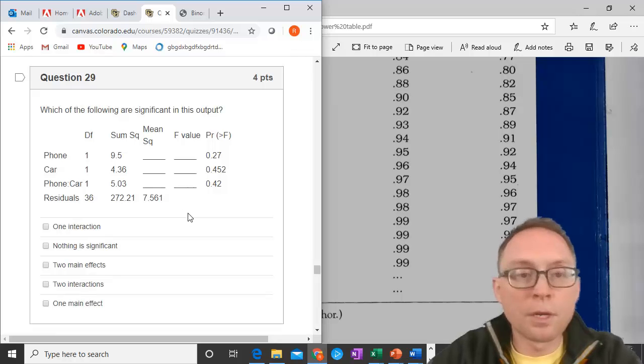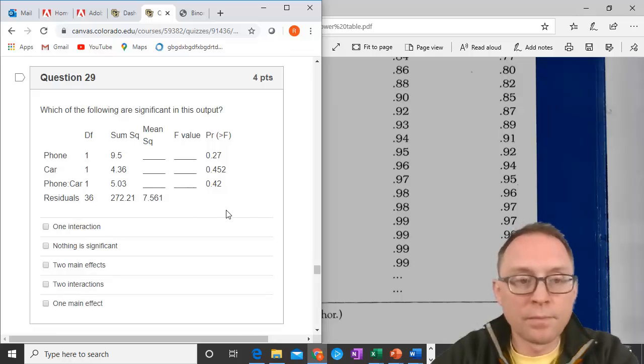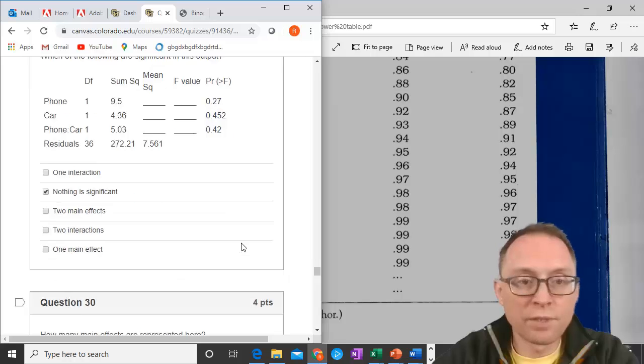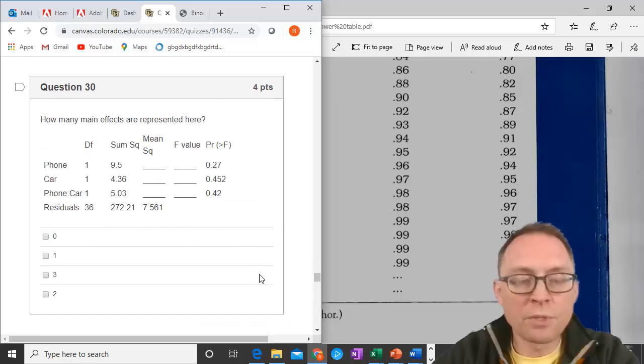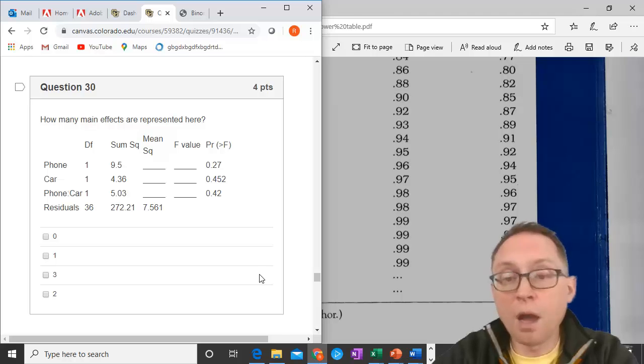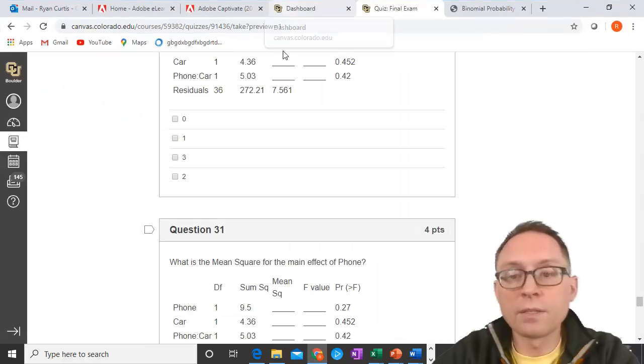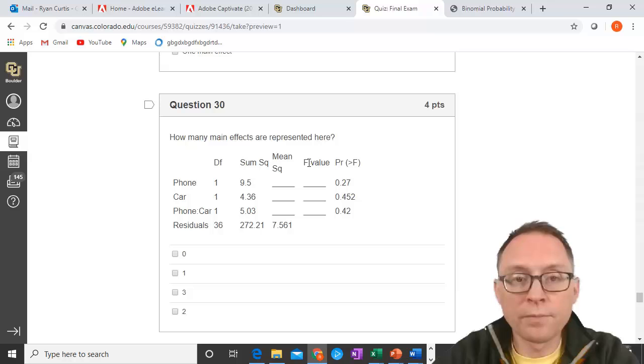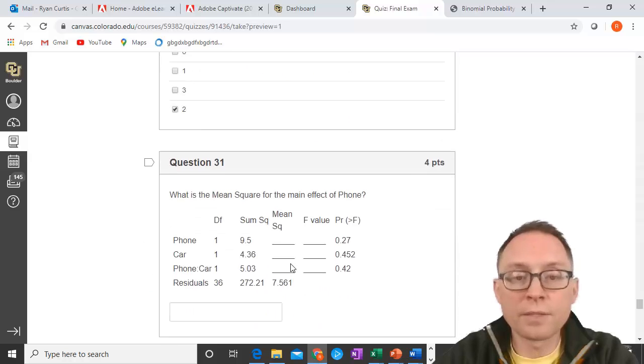Which of the following are significant in this output? And the answer is none of those are. That's the probability, the p-value right there. None of those is less than 0.05. None of those is significant. How many main effects are represented here? The main effect is the number of factors that you have. Phone and car, and phone by car. Phone is a main effect, car is a main effect, phone by car is an interaction. I have 2 main effects here.